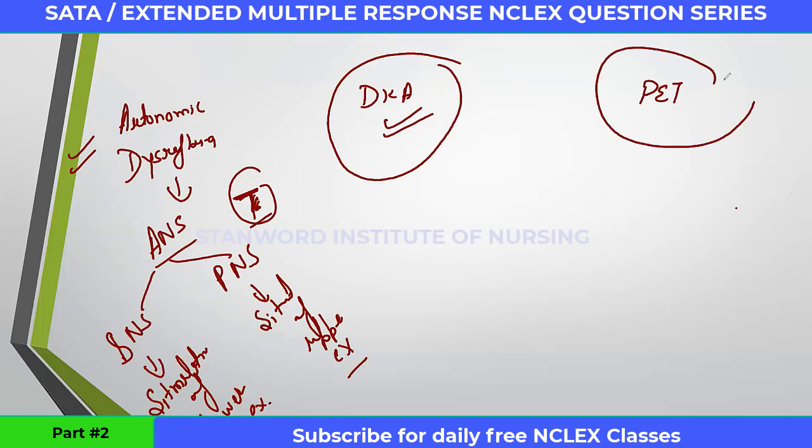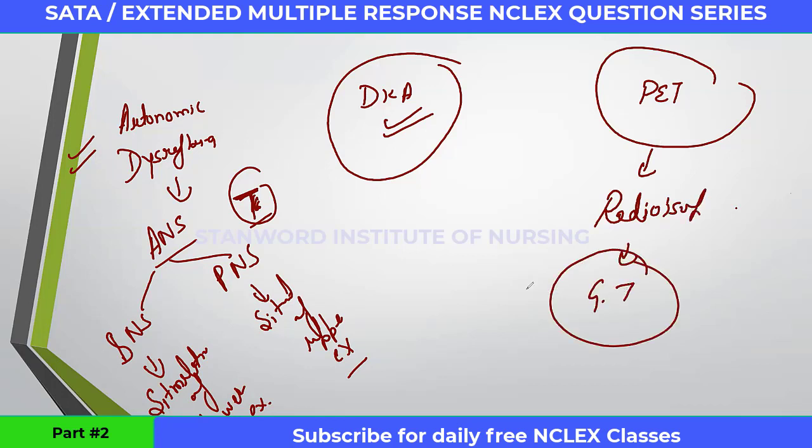And the next condition is the PET scan. In the PET scan, we insert a radioisotope. The radioisotope acts as a glucose transporter, which can lead to an increase in metabolic activities in the body. So we will avoid some foods that are enriched in carbohydrates.